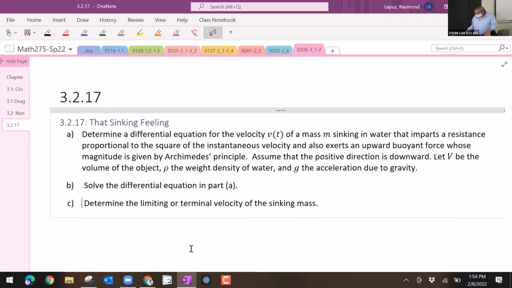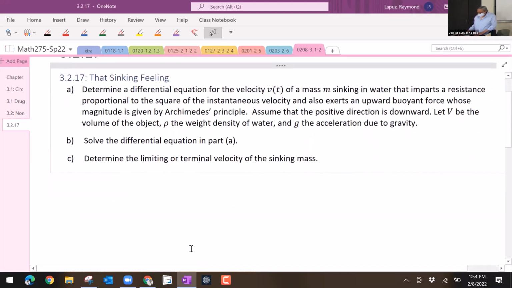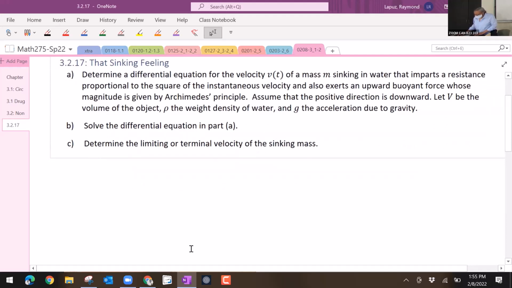Rho is the weight density of water, and the gravity, G, is the acceleration due to gravity. All right. So, according to how we came up with the differential equation last time, let's see if we can go through the steps here.